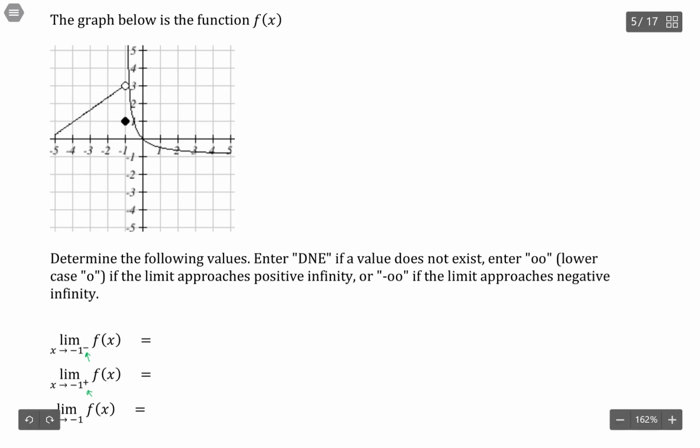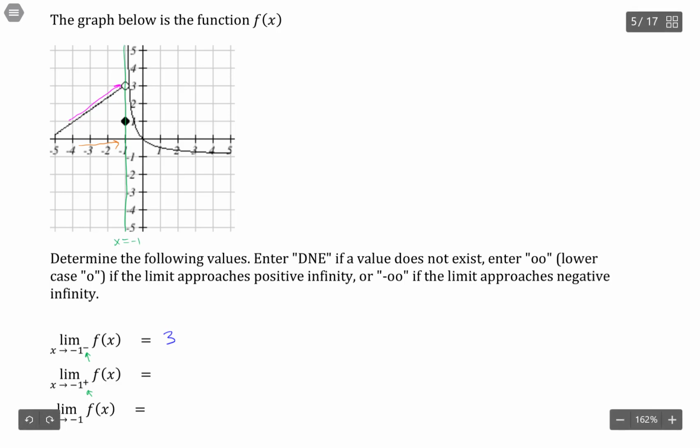So as I approach -1, so here's x equals -1. This is the value in question. So as I approach -1 from the left-hand side, what I want to see is what's happening to those y values. Well, those y values are getting closer and closer to the value 3. So that's the limit from the left.